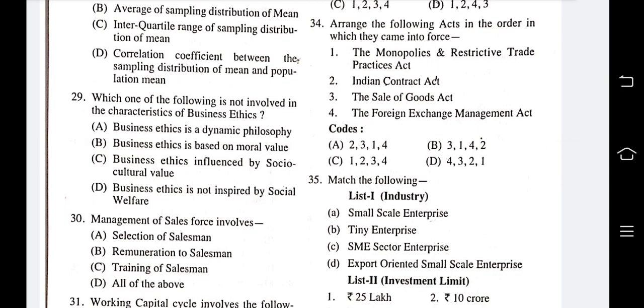29. Which one of the following is not involved in the characteristics of business ethics? Options are: business ethics is dynamic philosophy, business ethics is based on moral value, business ethics is influenced by social cultural value, business ethics is not inspired by social welfare. Which of the following is not involved in the characteristics of business ethics? Answer D should be correct. Business ethics is not inspired by social welfare is the correct answer, but business ethics is always inspired by social welfare.